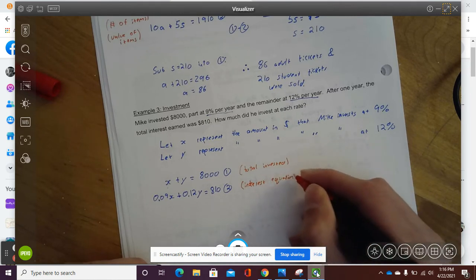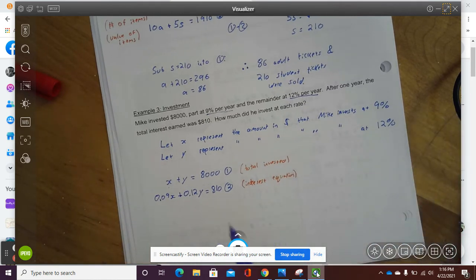And then again, I could solve this with substitution or elimination. So it's pretty easy to isolate for x or y. I could use substitution. I could also use elimination. One piece of advice: if you don't like dealing with decimals, I could just write at the start of the question, multiply everything in equation 2 by 100 to get rid of the decimals, if that helps you solve.